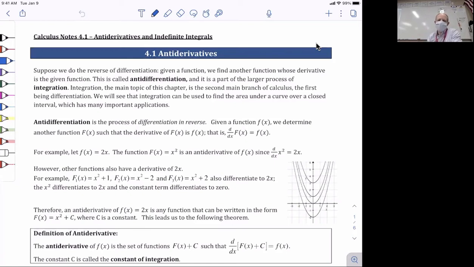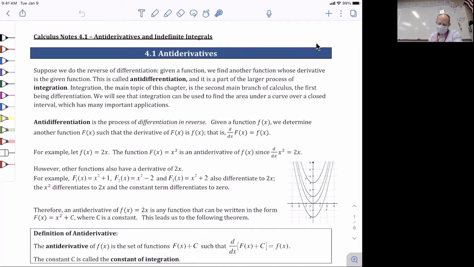So we'll see that integration can be used to find the area under a curve over a closed interval, which has a ton of important applications. So anti-differentiation is the process of differentiation in reverse. It's almost like an inverse function.